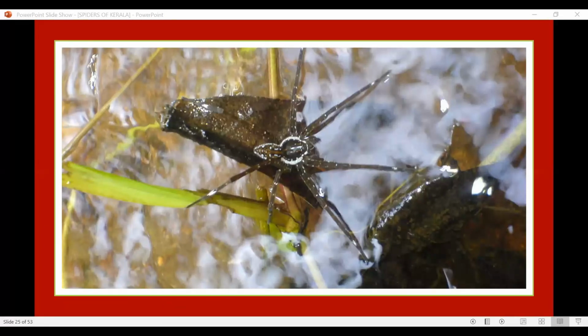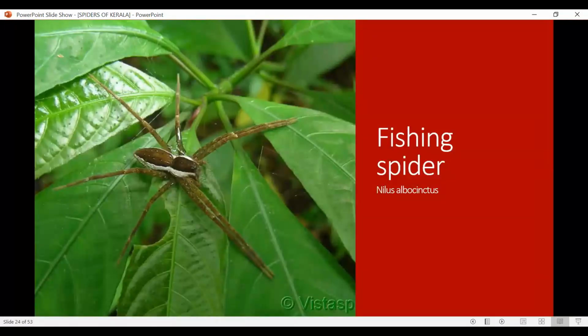So that is the case of what is known as the fishing spider. Earlier it was known as Thalassius albocinctus. Now it has been changed to another genus, Nilus albocinctus. So it's not very common in the Western Ghats, but still those who are observing keenly can see it. I have come across this spider only a few times.